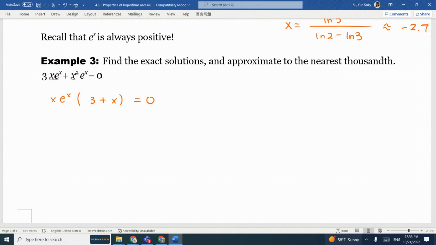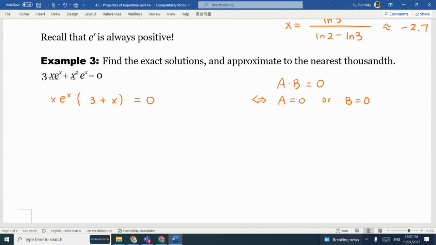This is perfect. If you have a product of a bunch of factors equal to 0, that means each factor equals 0. If a times b equals 0, that means a is 0 or b is 0. Be careful, this is only true if the right-hand side is 0. If a times b is 1, it doesn't mean a is 1 or b is 1, because for example, 2 times 1 half is 1, and 2 is not 1, and 1 half is not 1. So this is only true when the right-hand side is 0.